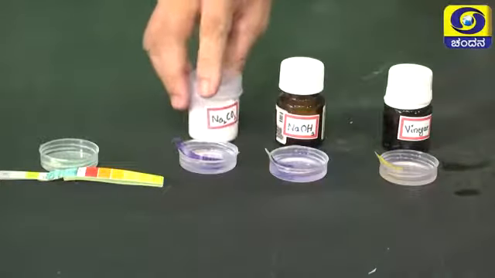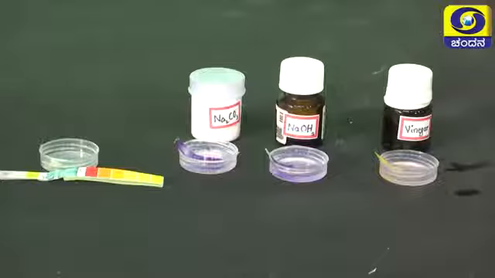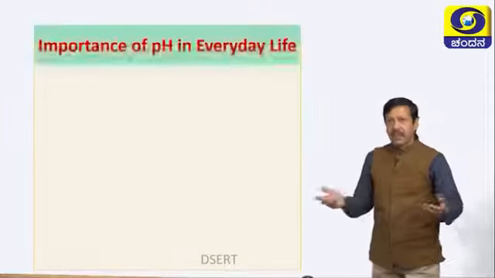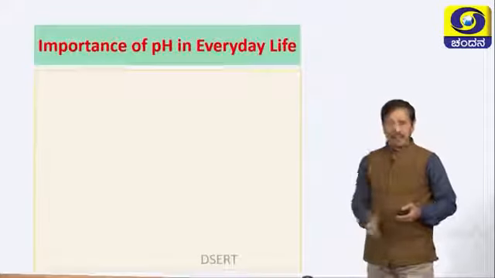Similarly, soda shows a somewhat reddish purple color, indicating it is a moderately basic substance. NaOH is a strong base, so a deep violet color is observed. So, vinegar is slightly acidic, soda is moderately basic, NaOH is strongly basic. Now, let us move on to the next point, that is the importance of pH in our daily life.